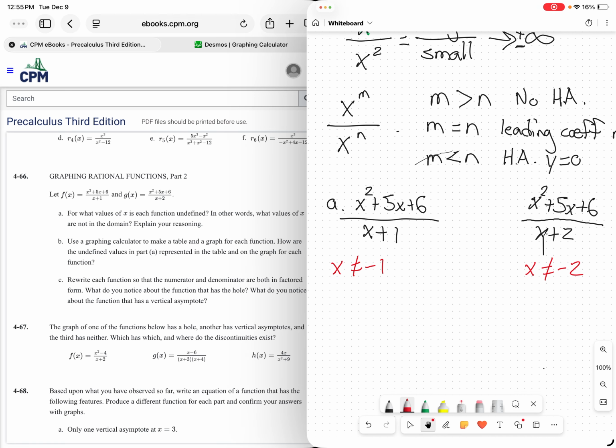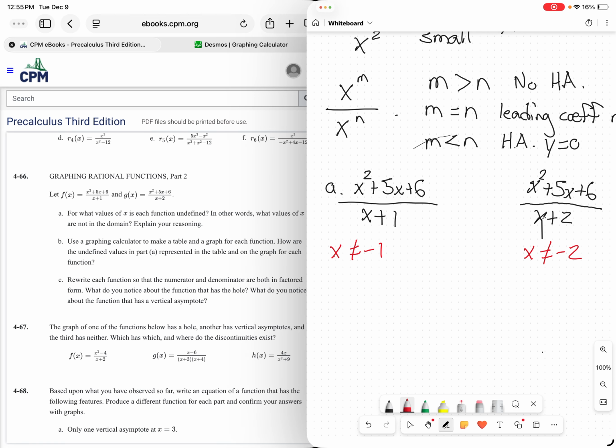Okay, well, now we need to look at what happens when we graph these. Okay, so let's go to Desmos and let's graph these. And so I'll go to Desmos, and then I'll come back and I'll start the second video from Desmos of where this happens.